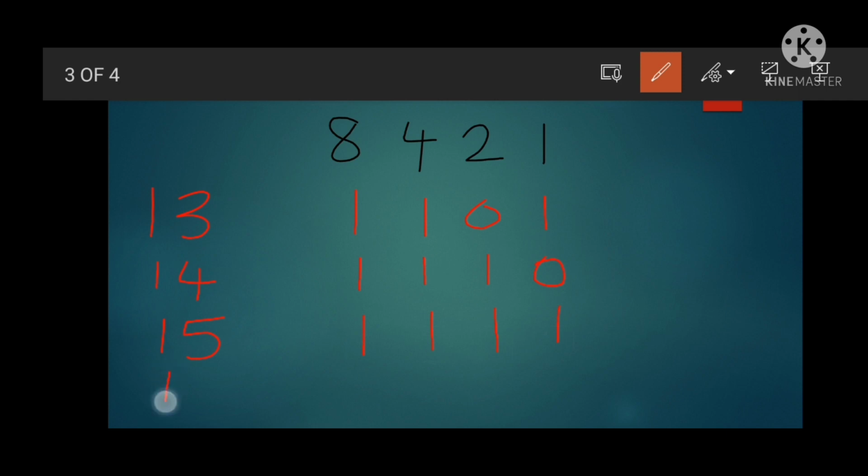Now, I have a question for you. If I go ahead with 16, will you be able to convert this to binary? We have already reached the maximum number, which is 1, 1, 1, 1. Now count the number of bits here. 8 plus 4, 12. 12 plus 2, 14. 14 plus 1, 15. You cannot go beyond 15, and that's the reason I told you that the maximum number which you can go for this is still 15.